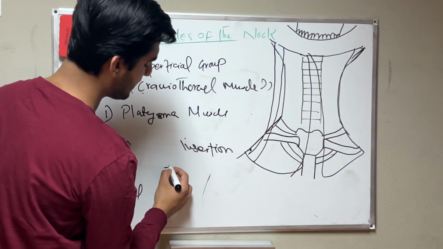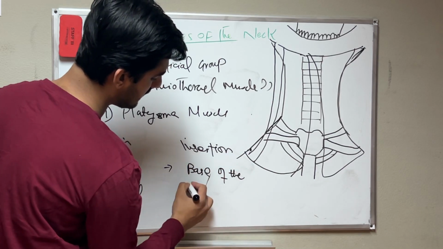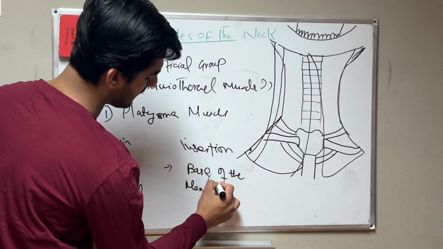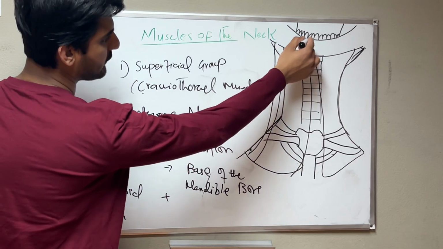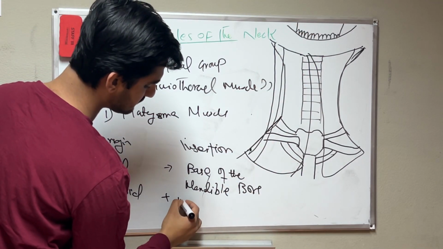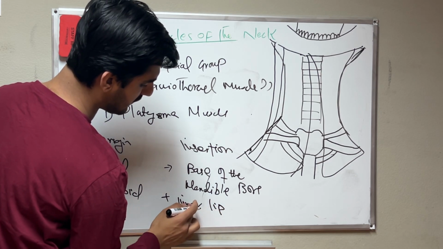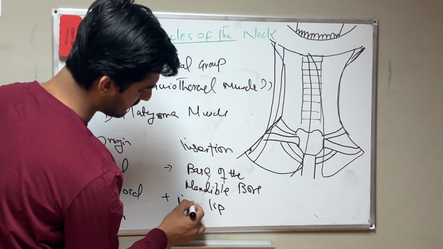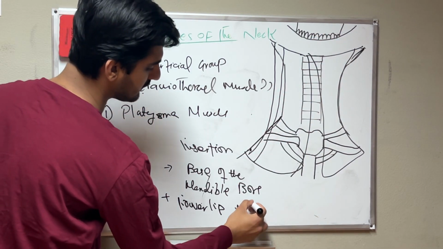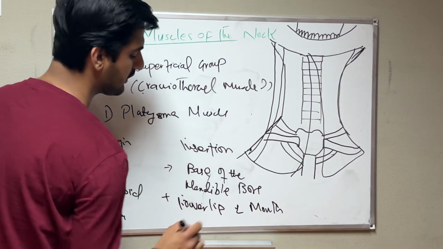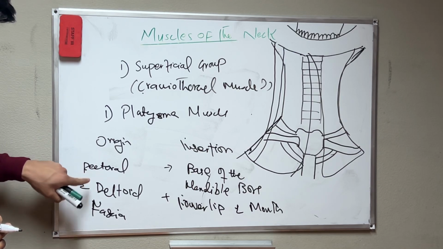Inserted here, base of the mandible bone. Plus here we have the lower lip, and here also the area is the lower mouth area. These are the origination and insertion of this muscle. Origin from where? Pectoral and deltoid fascia.